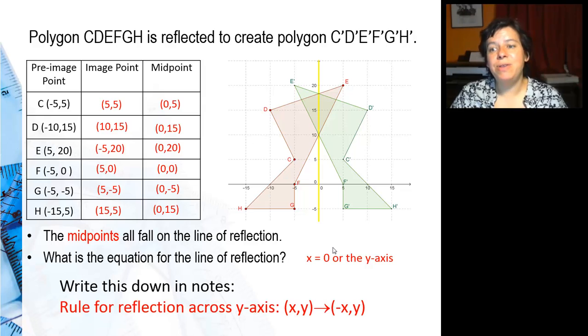So write this down in your notes. The rule for reflection across the y-axis, if you look at how it goes from the pre-image to the image, it's basically the only thing that changes is a sign on the x-coordinate. All the values stayed the same, but x became negative x. Y stayed y.